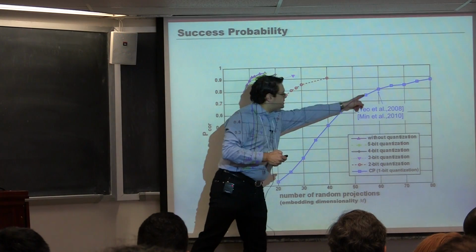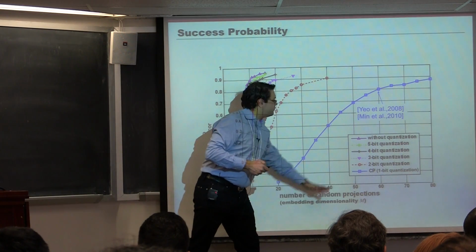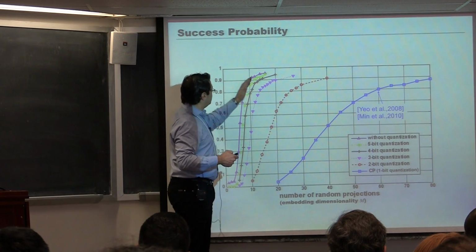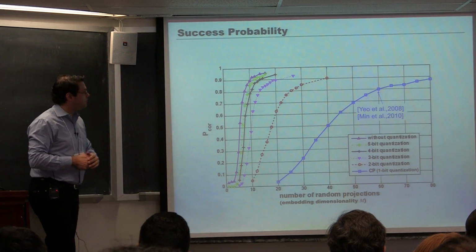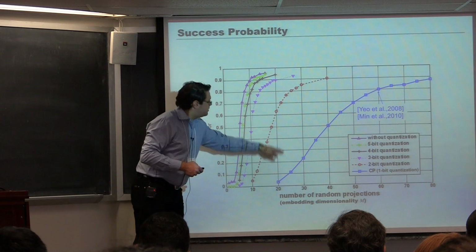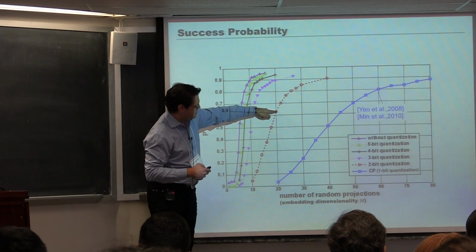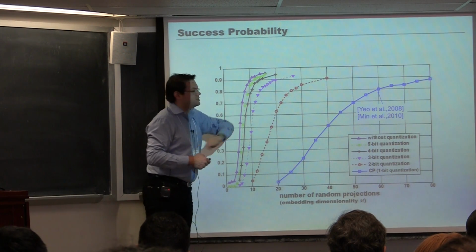If you do 1 bit quantization, that's as a number of measurements, as a number of projections. 1 bit quantization, 2 bit, and so on, up to basically unquantized. You can expect performance to improve. But again, this uses 20 bits. This uses 40 bits. Sorry, this uses 60 bits.